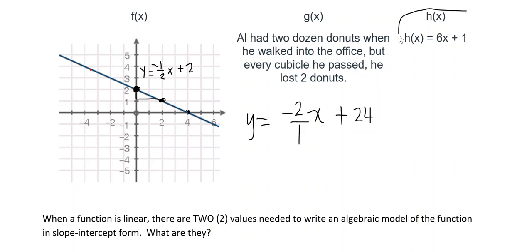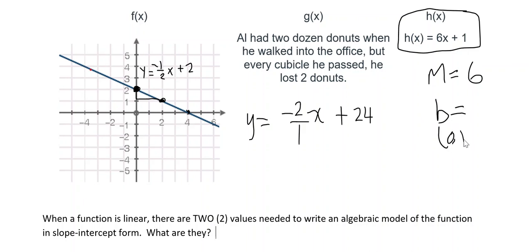And h of x is already given to us in slope-intercept form. And we know the slope here is 6. And the y-intercept, where it crosses the y-axis, is 1. Now, that's different than the other two. The slope here is positive. So that's going to look different because it starts at 1 and goes up by 6 each time. So that's definitely a difference when we're comparing them.